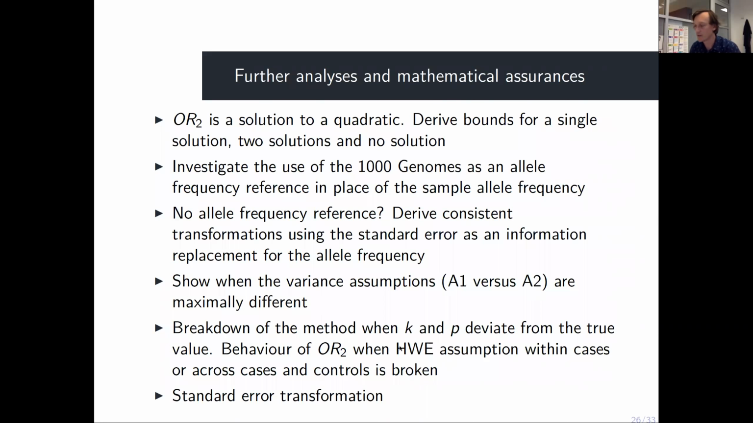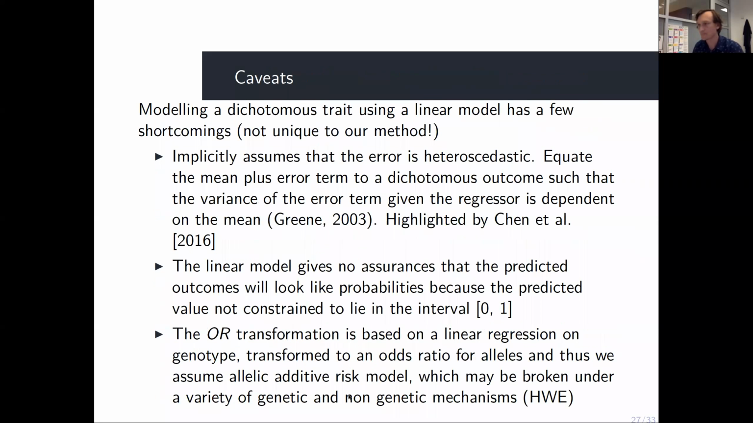Inside the Hardy-Weinberg assumption is a lot of different concepts, and there's lots of reasons why Hardy-Weinberg can break or deviate. That's also linked with the fact that we're using a linear model to model probabilities. And we also provide a standard error transformation, so that might be useful for people doing meta-analyses.